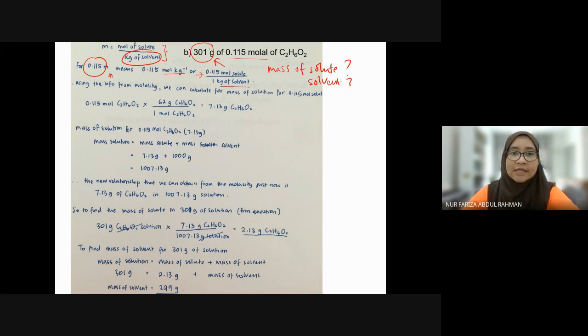But what we have here is 301 gram of solution. Okay, so this is solvent and this is solution. So we have to relate these two first. So this is totally two different things. We have solution and solvent. Okay, so this is the mole for 1 kilogram of solvent. How about the mole for 301 gram of solution? Okay, all right. So using the information from the molality, we can calculate for the mass of solution for 0.115 mole of solute.